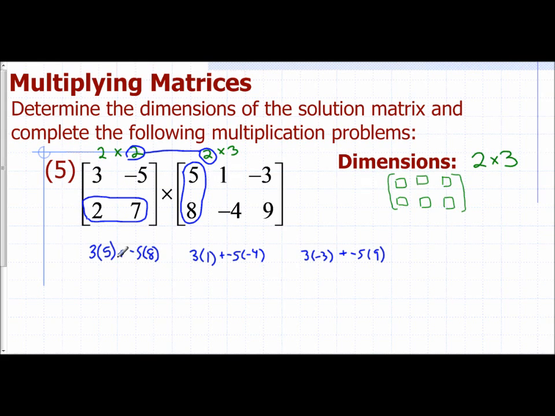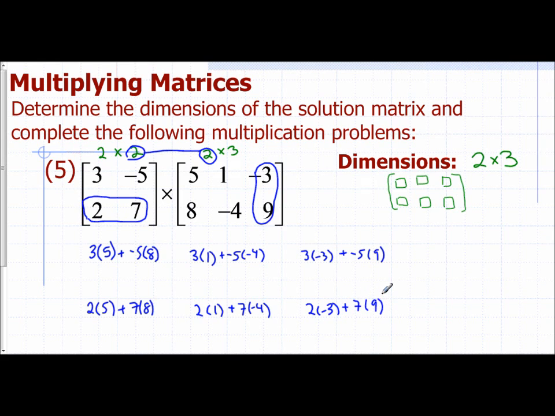So I have 2 times 5. And I'm going to add my 7 times my 8. Now let's move that to the second column. I'm going to have my 2 times 1. And I'm going to add my 7 times -4. And I'm going to do it with my last column. So I'm going to have 2 times -3 plus 7 times 9.